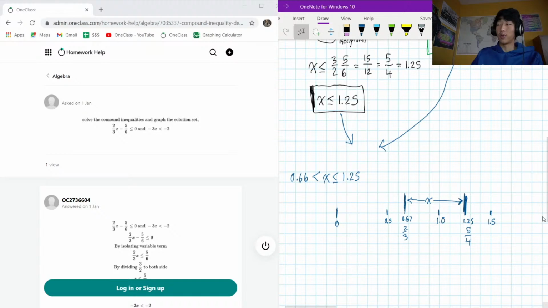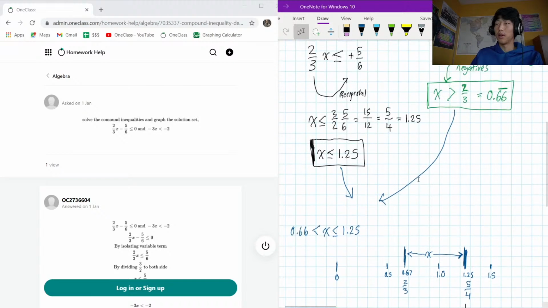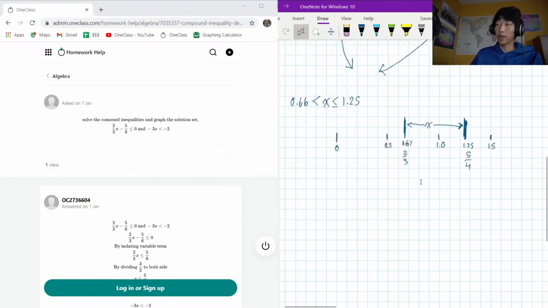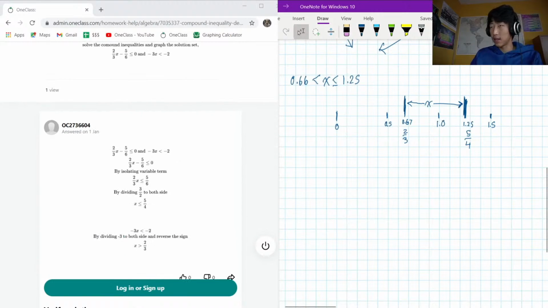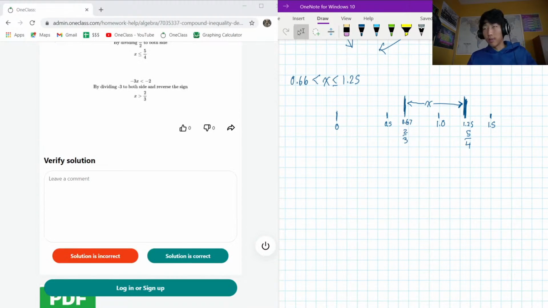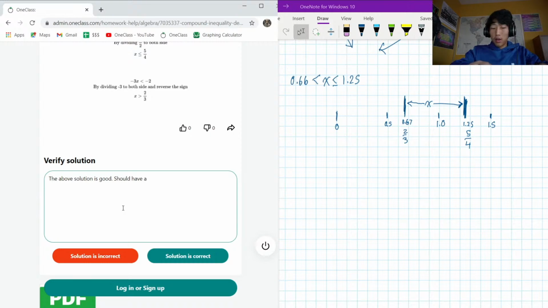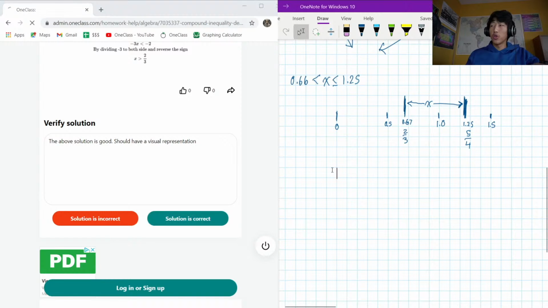This would be a graphical representation of the solution. X can be anywhere in here, and these inequalities would be okay with that. So this would be the graphic representation, and yeah, cool. So the above solution is good. It has a visual representation. Cool. That was fun.